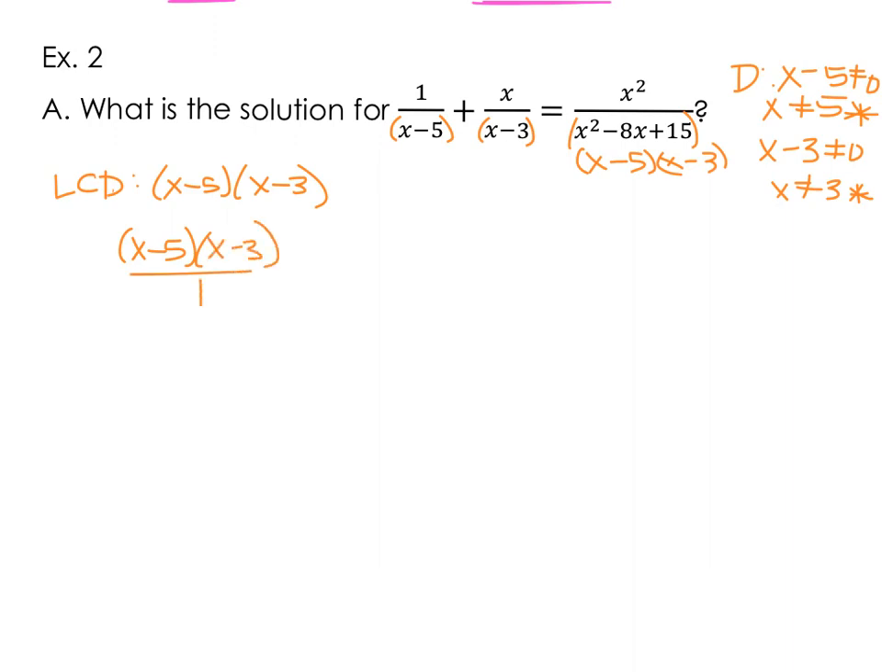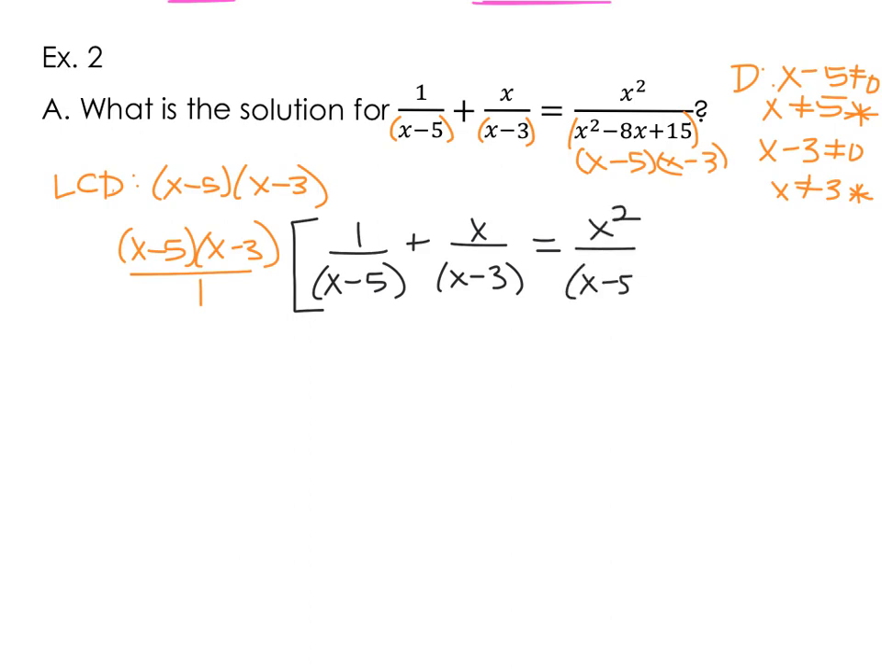And then look at this. I'm going to rewrite that entire original equation: 1 over x minus 5 plus x over x minus 3, and include the equal sign in this bracket, x squared over x minus 5 times x minus 3. We want to distribute the LCD to every fraction. Watch what happens when we do that. If I multiply it to that first fraction, the x minus 5s would cancel out, and we'd have x minus 3 times 1 left over, or just x minus 3.